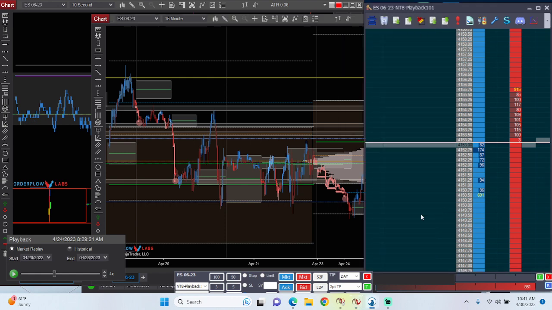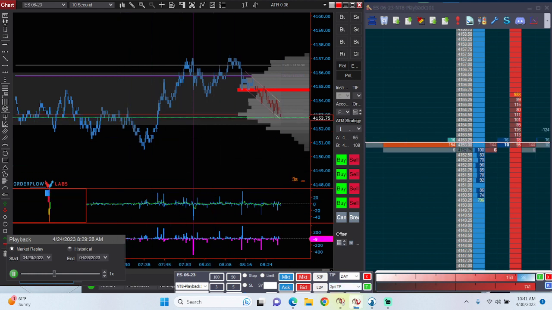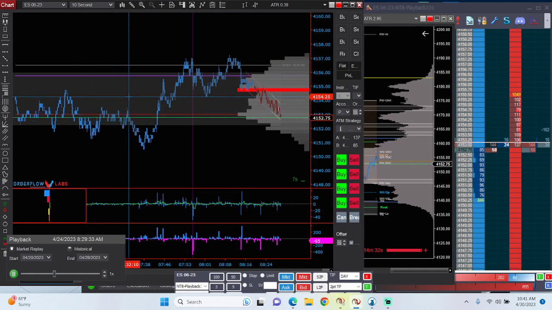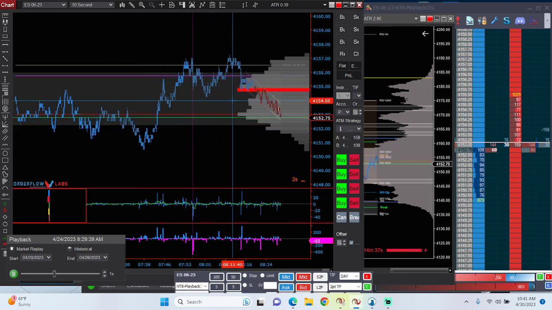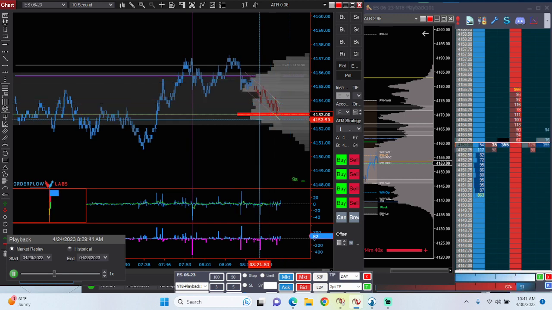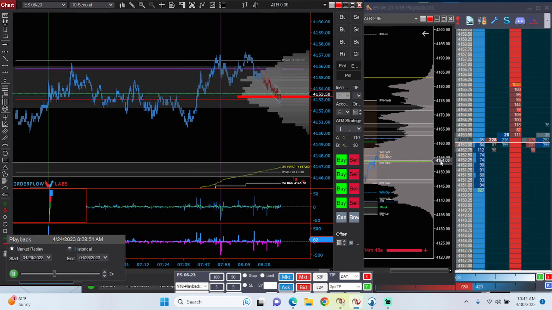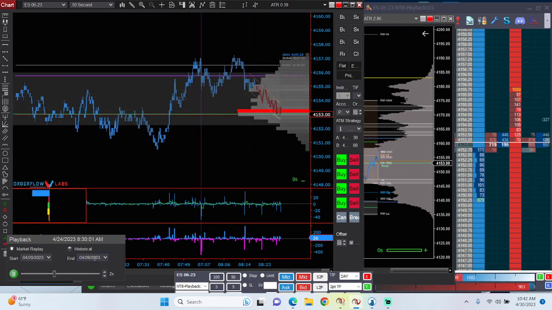This is my Jigsaw DOM. I clear everything, so when our RTH opens, we won't have any issues. Let's hit play and see what we've got going. Again, my 10-second chart has a very short-term composite profile of just my visible screen. Same thing over here. Let's see, we're about to open.